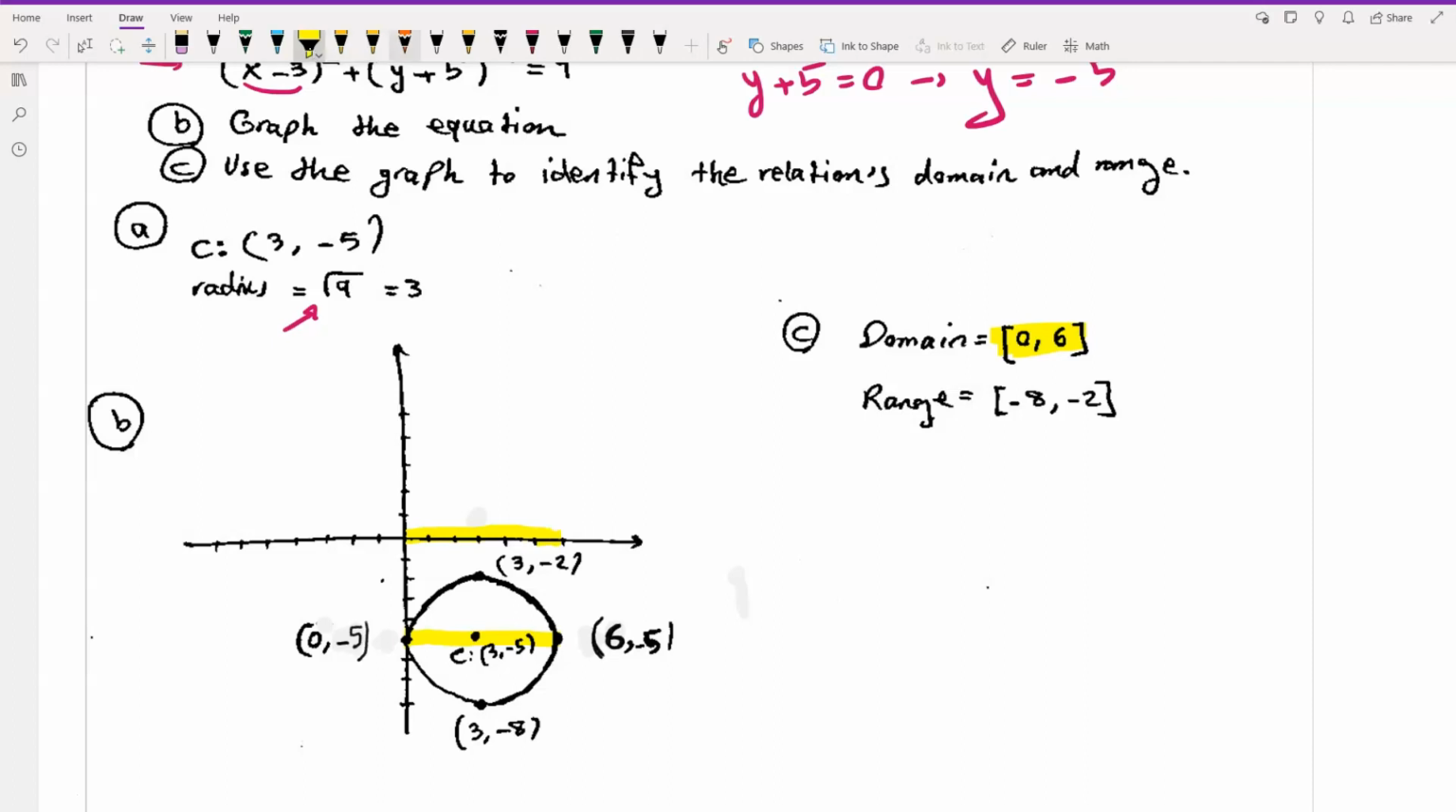And then for range, starting from this point up to this point, so what we have on y-axis here is -2, and here is -8. So our range is bracket -8, comma, -2, close bracket.